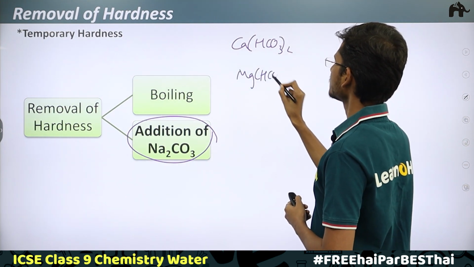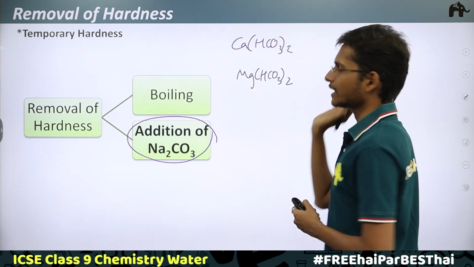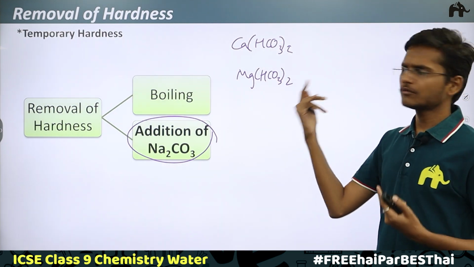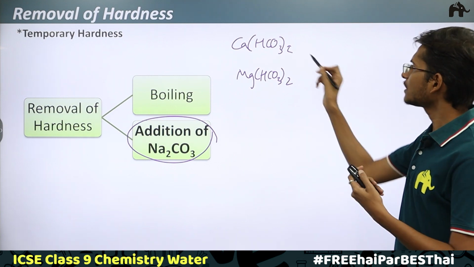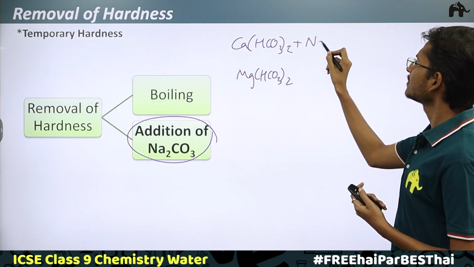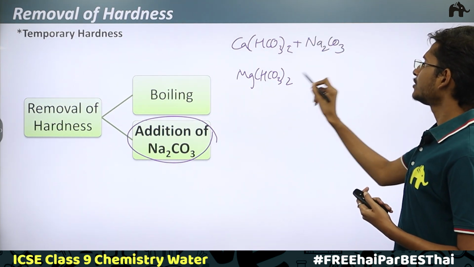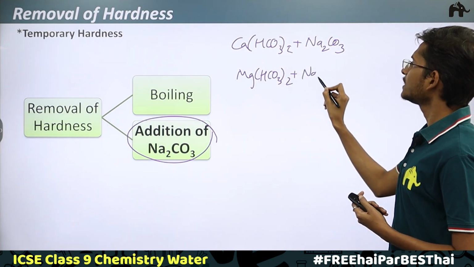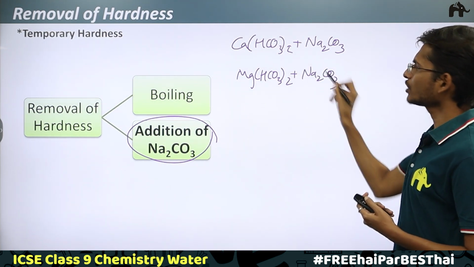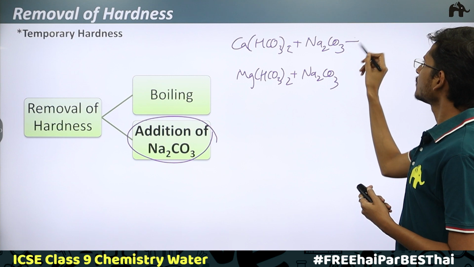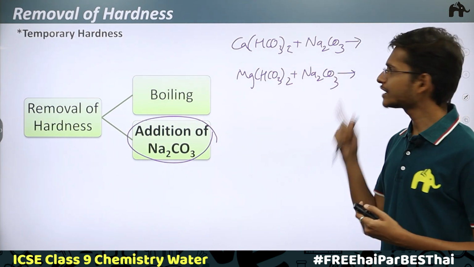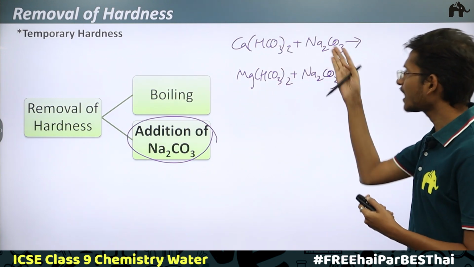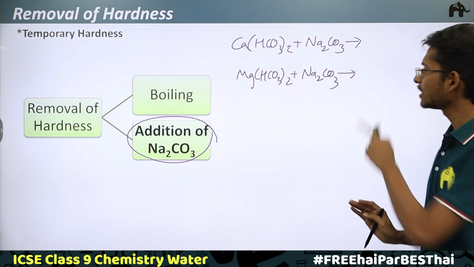Temporary hardness means that our water has either calcium bicarbonate or magnesium bicarbonate, or our hard water may have both of them. So we can write the equation for both. Now we are going to add sodium carbonate to our temporary hard water. Let's see how calcium bicarbonate, magnesium bicarbonate, or both react with sodium carbonate.